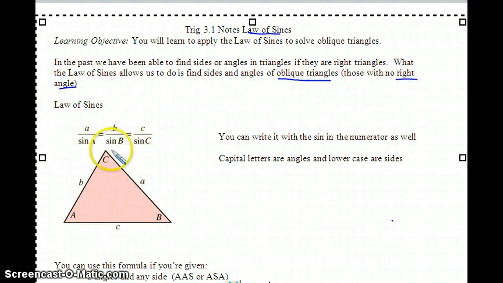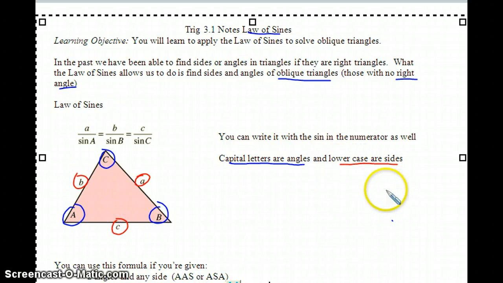So here's an example. You'll notice that we have this triangle where we labeled each of the angles capital A, capital B, and capital C. So when you use a capital letter, that denotes an angle. When you use a lowercase letter, side a, side b, and side c, the lowercase letter stands for sides.